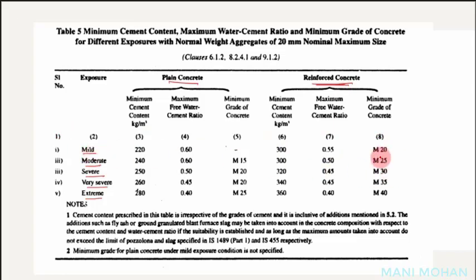Now in case of mild exposure condition, please note down this maximum free water cement ratio. This is 0.55. Also note down what is the minimum cement content, because this data will also be useful when we compute cement content. We have to compare the cement content with what is the minimum requirement as per durability.